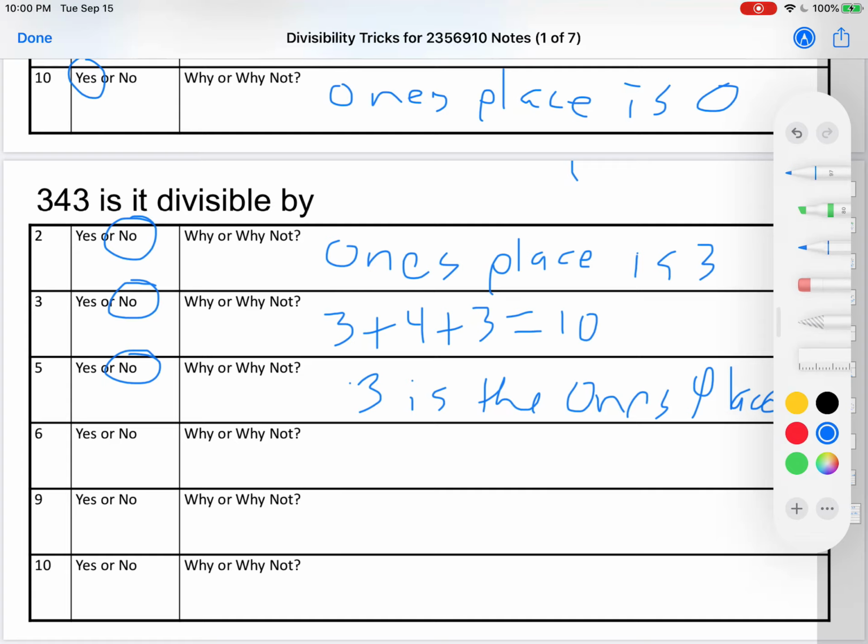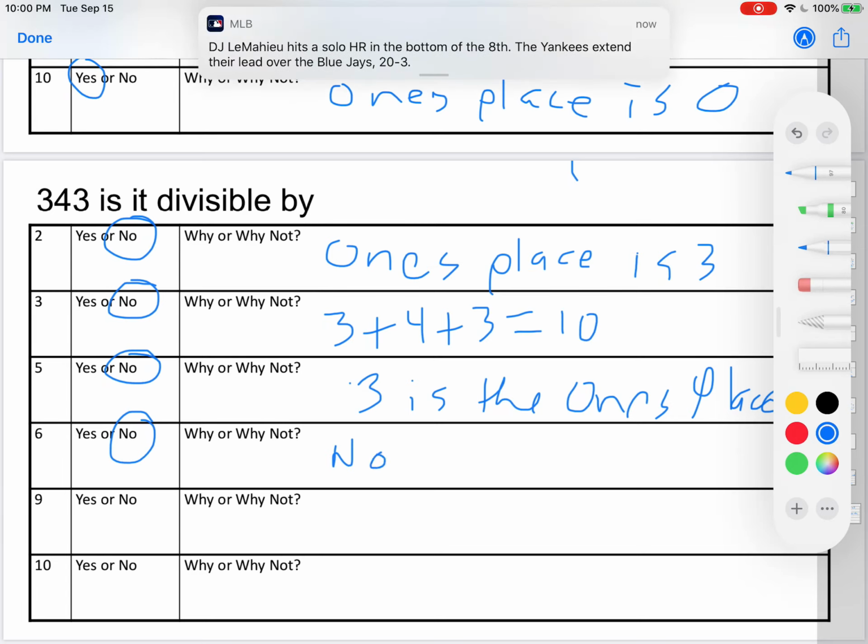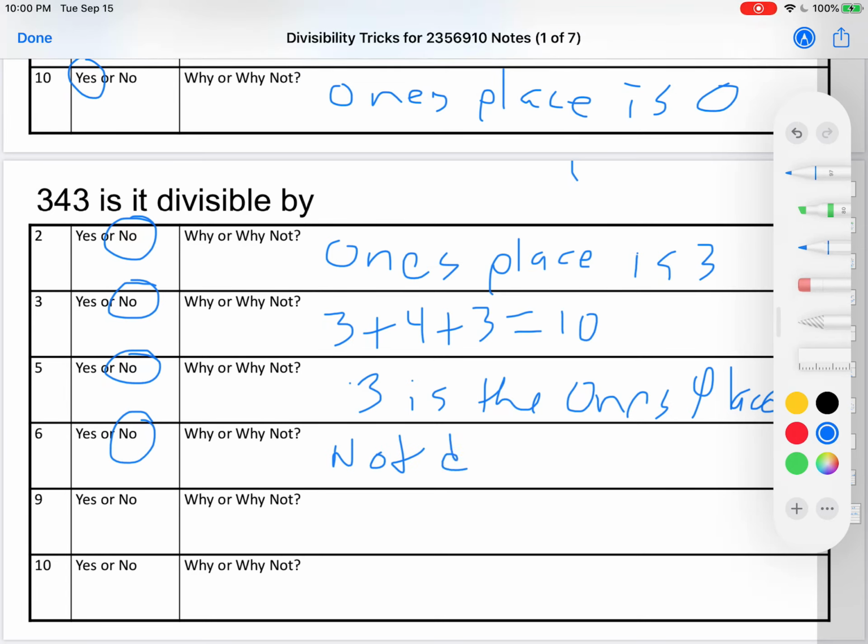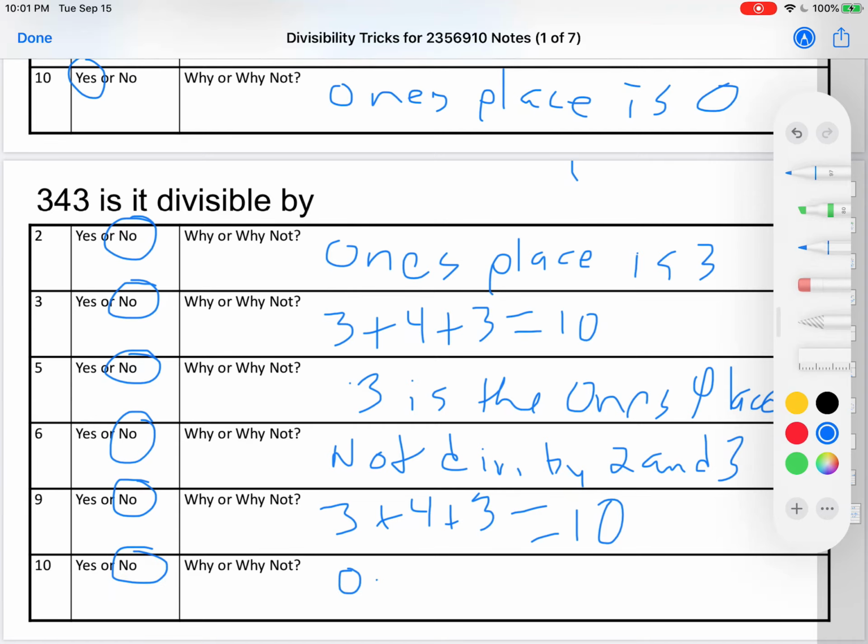6, well, is it divisible by 2 and 3? No. So why not? Because you say it is not divisible by 2 and 3. 9. 3 plus 4 plus 3 makes 10. 10 is not a multiple of 9, so that's no. And you write 3 plus 4 plus 3 equals 10. And that shows that it is not divisible by 9. 10, the ones place is 3. It has to be a 0. It's not a 0. So you would say no, and you say the ones place equals 3.